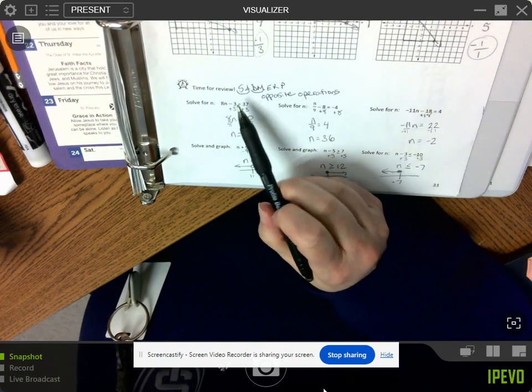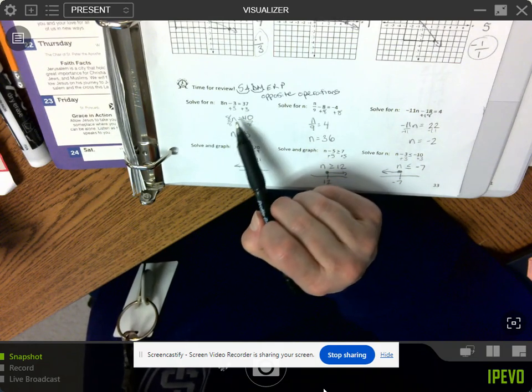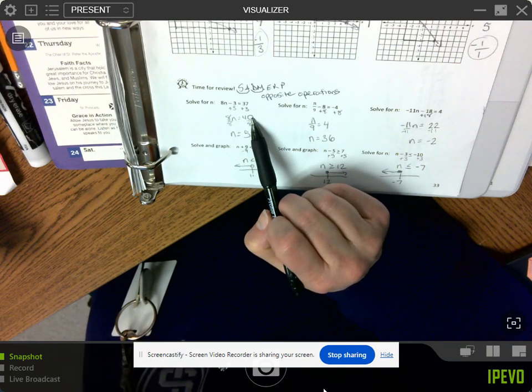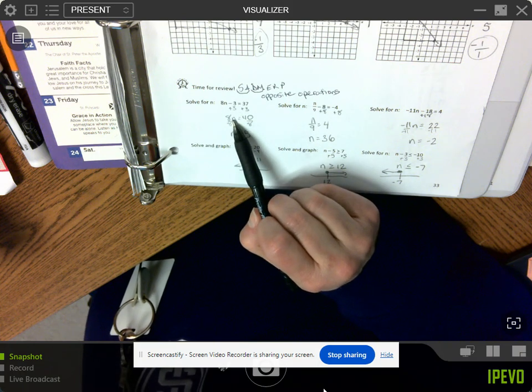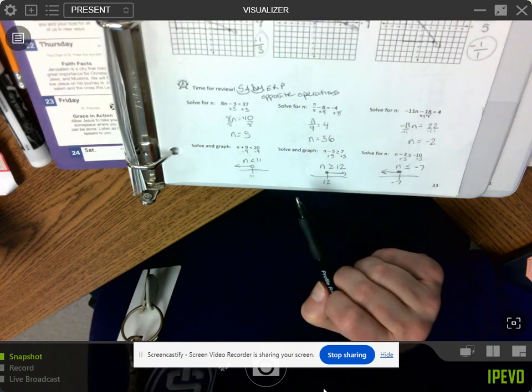So if it's subtracting, I'm going to add 3 to both sides. So I got 8n equals 40. I was multiplying by 8, so I need to divide by 8. 40 divided by 8 is 5.